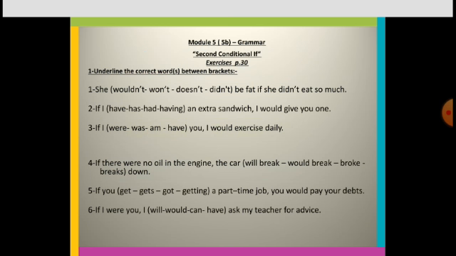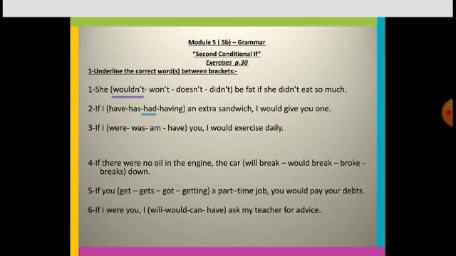What can I choose now? You must choose would or wouldn't plus the infinitive verb. Yes, very good. Wouldn't. Number 2. If I have, has, had, having an extra sandwich, I would give you one. The second sentence, we have would plus the infinitive verb give. So the first sentence must be if, subject, and the past simple. Where is the past simple?